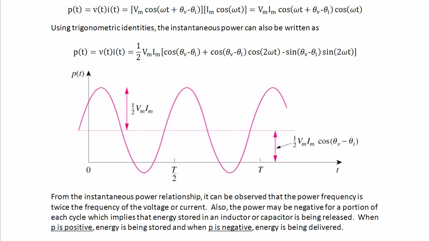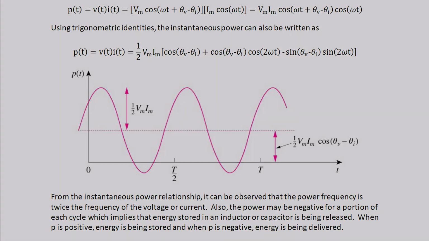When we plot the instantaneous power, we get the following sinusoidal shape. Notice that the offset from the zero axis is 1/2 Vm Im cosine(theta V minus theta I), and the amplitude from that value is 1/2 Vm Im. From the instantaneous power relationship, it can be observed that the power frequency is twice the frequency of the voltage or current. Also, the power may be negative for a portion of each cycle, which implies that energy stored in an inductor or capacitor is being released.